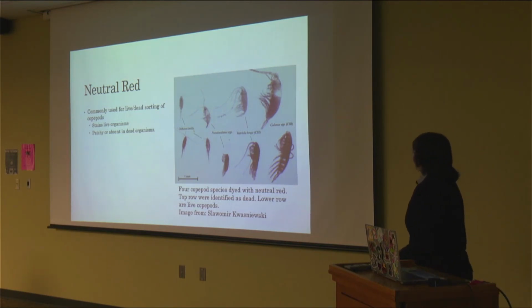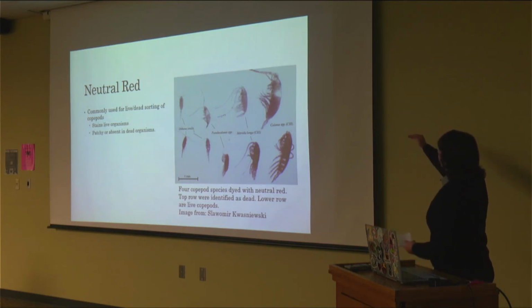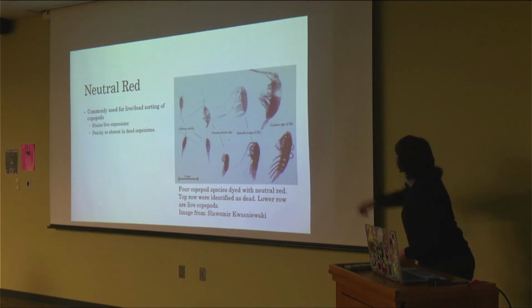In this picture, we have 4 copepod species that have been dyed with neutral red. The top row was identified as dead, and the bottom row are live samples. As you can see in our live samples, it is a lot darker, and in the top row, it's pretty faded, and even in this bigger one, you can see there's a patch totally missing.